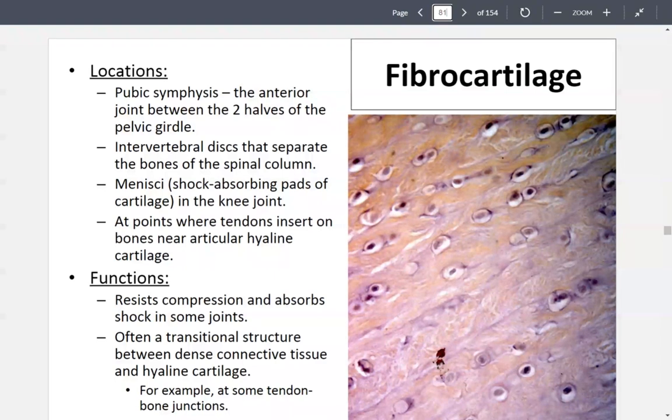Based on where we find it, what does it do? Fibrocartilage is designed to resist compression and absorb shock. Think about your spine. We don't want those vertebral bones knocking into each other. When they do that, we're going to compress the spinal cord. If we compress the spinal cord, signals can't get through. So it helps keep those spaces open so the spinal cord can move freely. It also is going to be a transitional structure between dense connective tissue and hyaline, so that tendon-bone junction.